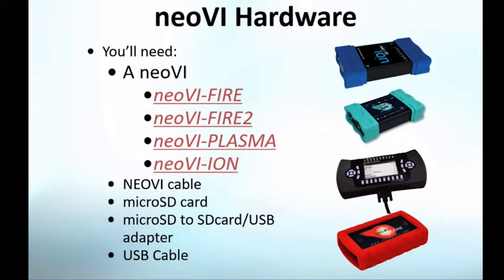Majority of our products log to a micro SD card. The Ion and the Plasma have full-size slots, but we still actually use micro cards. We just put them in adapters. So pretty much any tool you get from us is going to have a micro SD card in it. The default size, at least on the Ion and the Plasma, is 32 gig. I believe that's what we're shipping with the Fire 2 now as well.